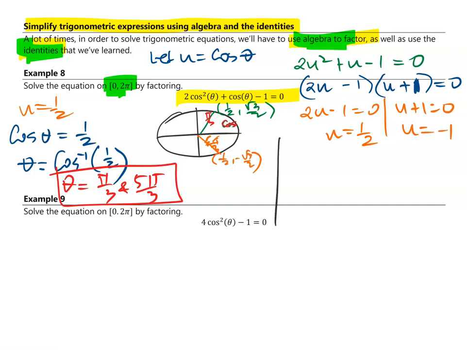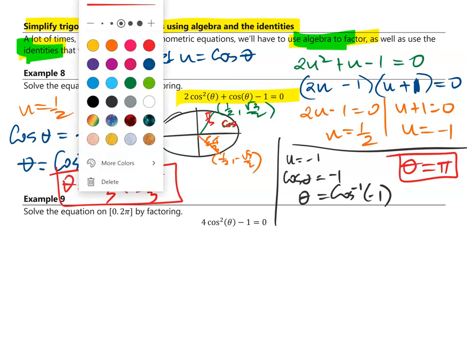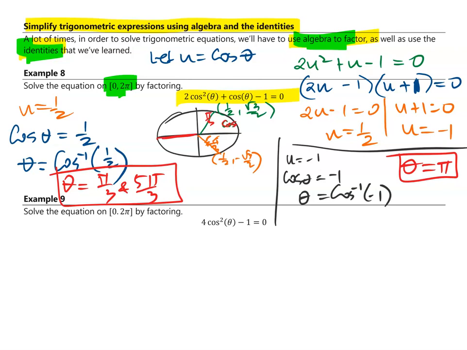Next is when u is equal to negative 1. So cosine theta is equal to negative 1. Now what are the values? Find theta when inverse cosine of negative 1, and that is, yes, equal to pi. So again, if you look at the unit circle here, this is pi with the coordinates negative 1, 0. So that's why these are our answers.